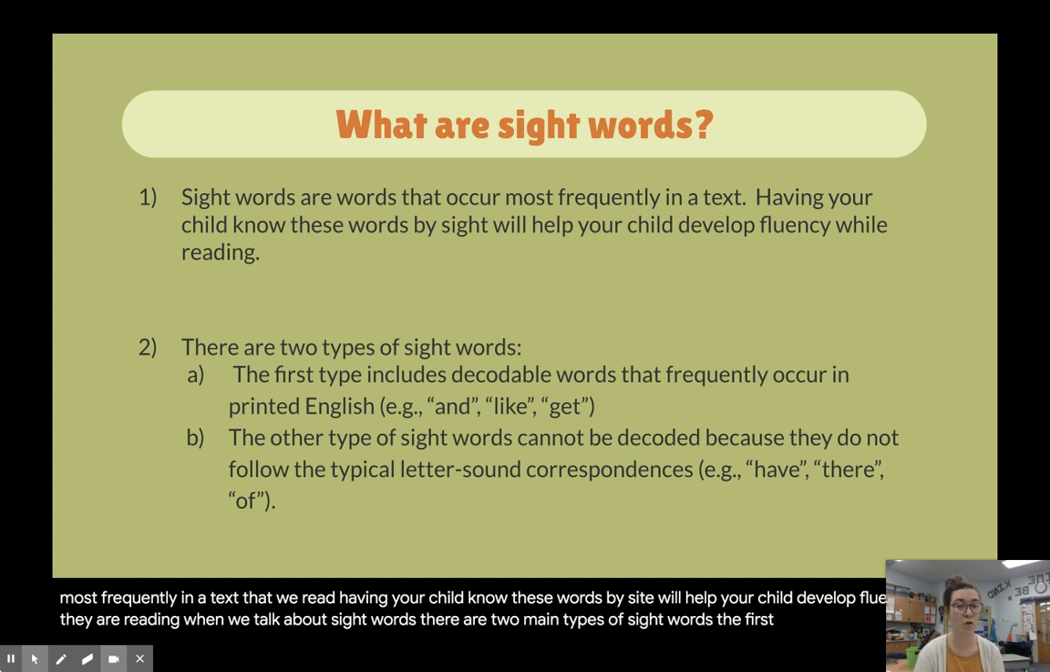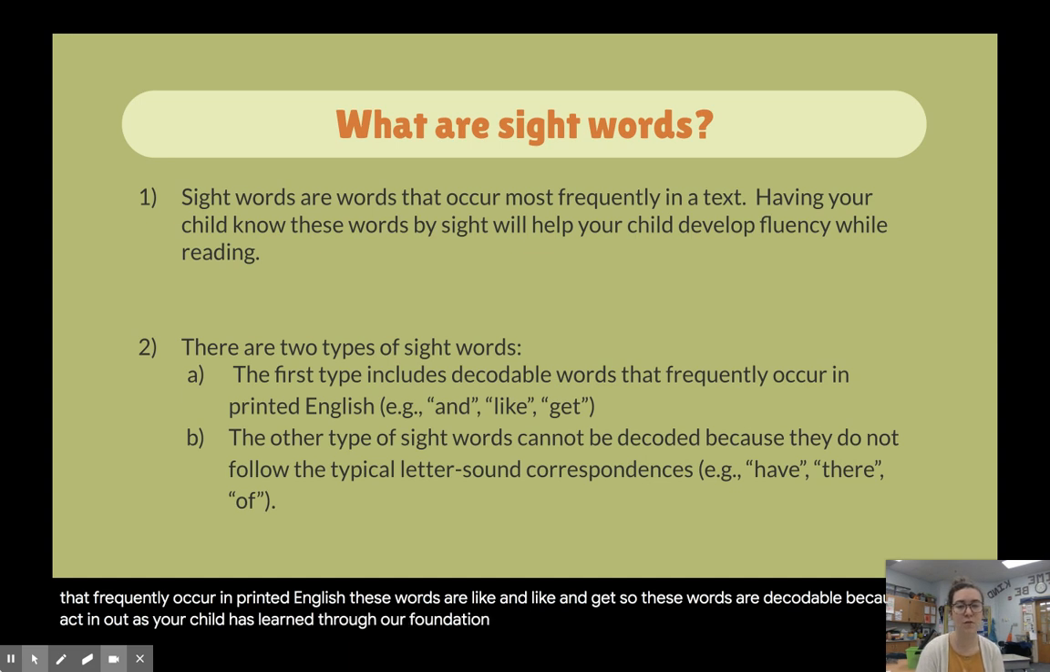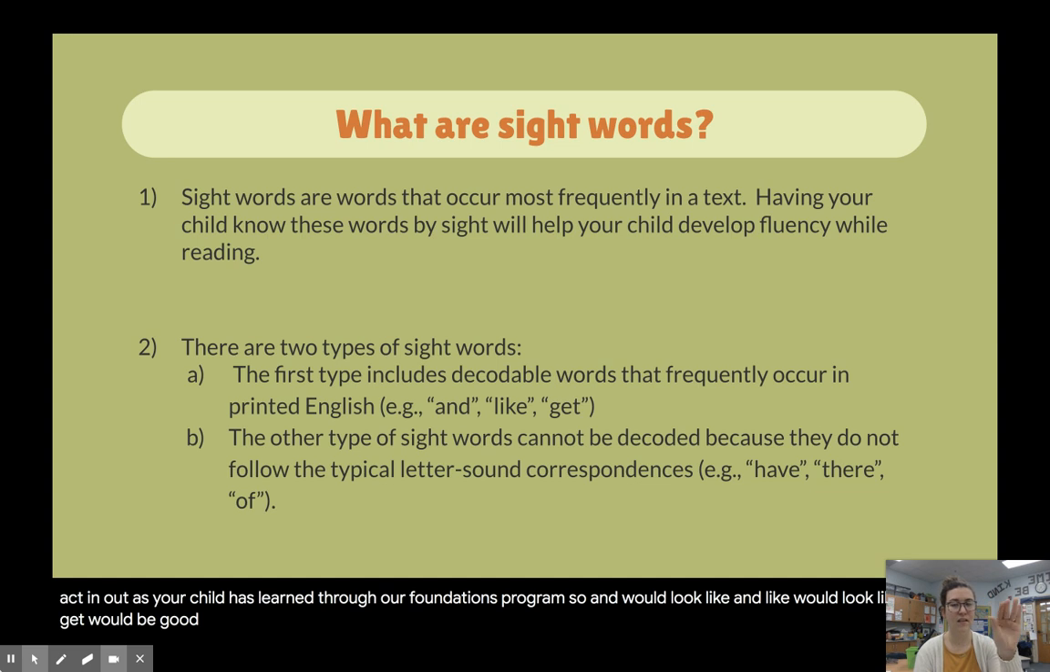The first includes decodable words that frequently occur in printed English. These words are like and, like, and get. So these words are decodable because the letters act in a way that we expect. So we can tap them out as your child has learned through our Foundations program. So and would look like and. Like would look like like. Get would be get. So we can hear each sound and they act as we expect.